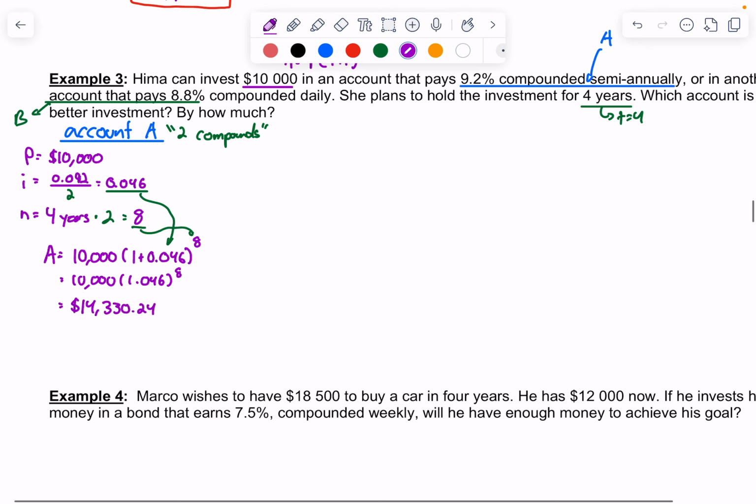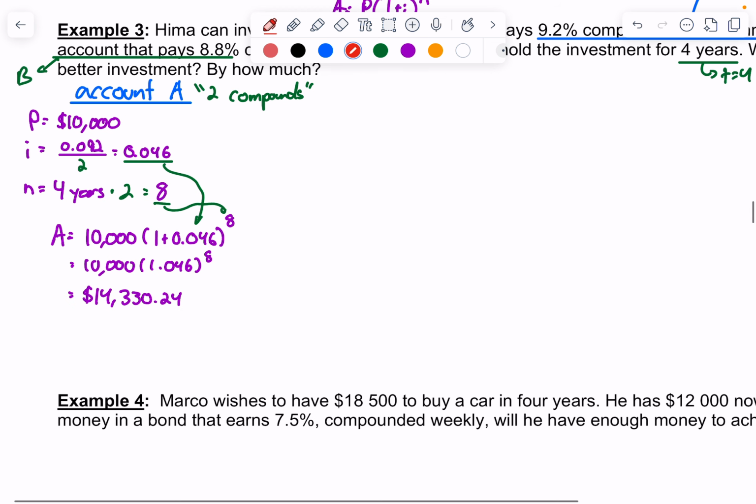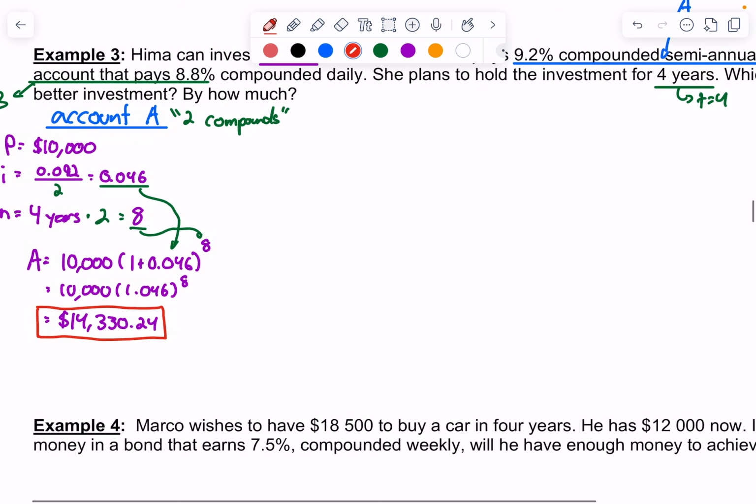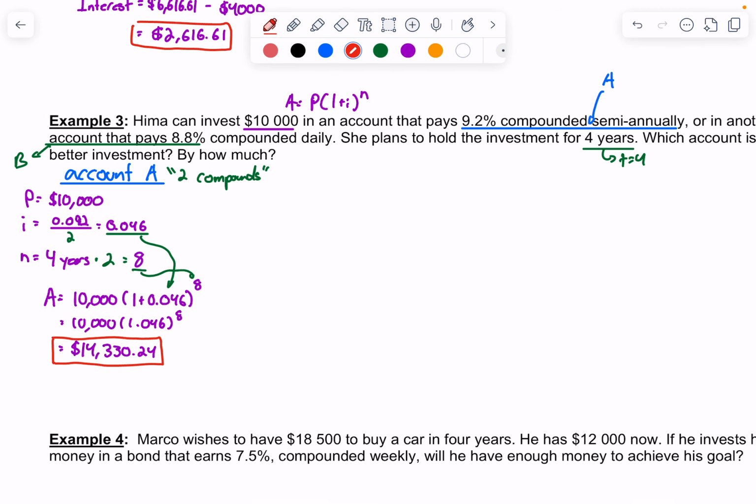Okay, so notice how this problem has 2 different interest rates, but also 2 different compounds. So it's kind of interesting because it's like, okay, which one is actually the better one? Off the top of my head, I actually don't know. So account A gives you a higher interest, but fewer compounds, right? Account B has a lower interest, but it has more compounding periods. So let's see which one actually has a greater effect.